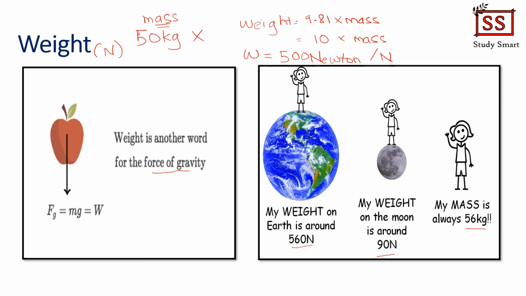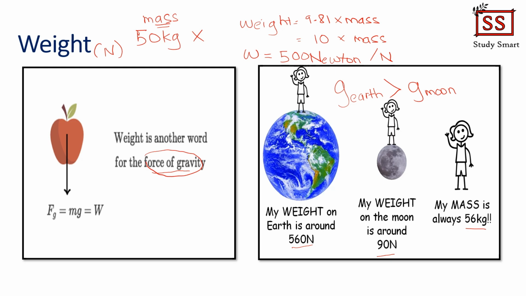Okay, what does it mean by 56 kg? You can see over here the weight on the earth is 560 Newton, but on the moon is much lesser. It's only 90 Newton. Why is it so? Because the gravity on the earth is stronger. The gravity on the earth is much stronger than the gravity on the moon. Okay, because weight is the force of gravity. The gravity of the place that you are standing will affect your weight.